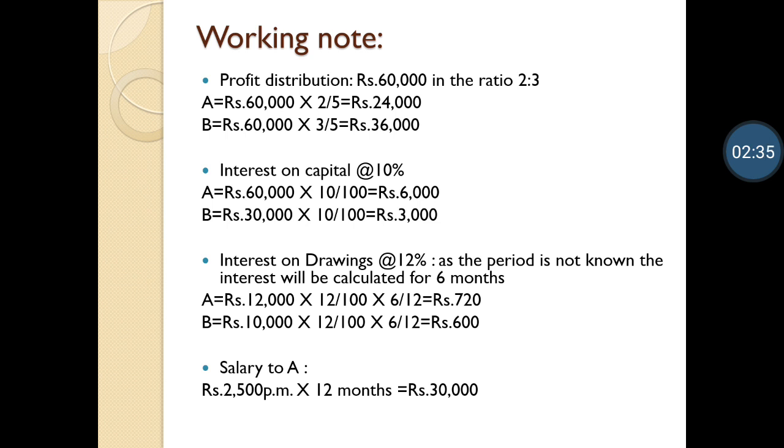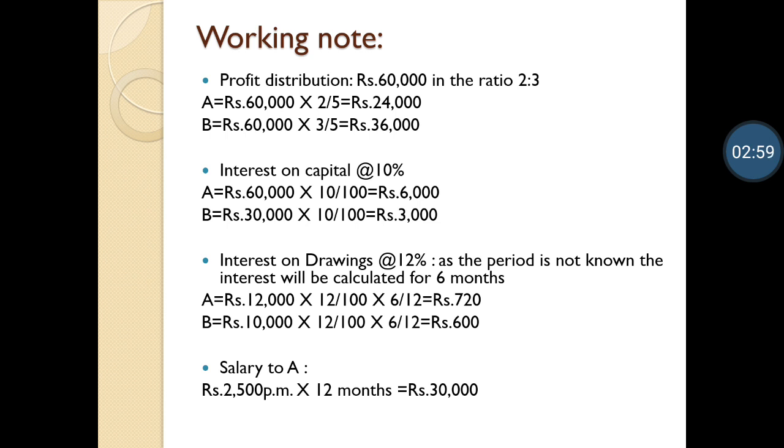Interest on drawings 12%. Remember, in the question there is nothing mentioned about when the drawings are made. So the period of drawings is not known. As per the rules, if the period is not known, interest on drawings is calculated for 6 months. Here it is 12,000, 12%, 6 months, 720 rupees. 10,000, 12%, 6 months, it comes to 600 rupees.